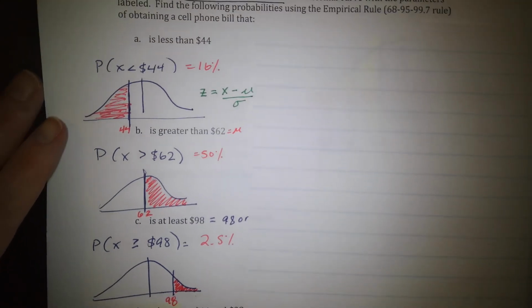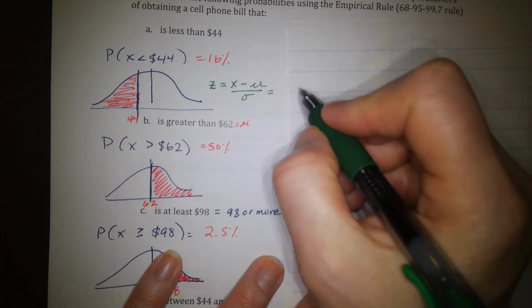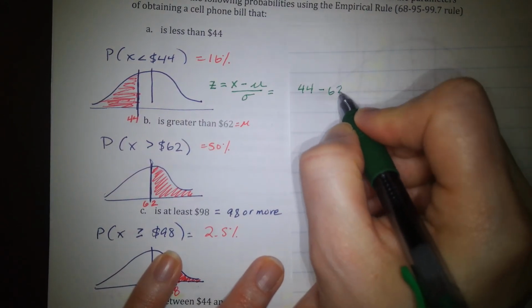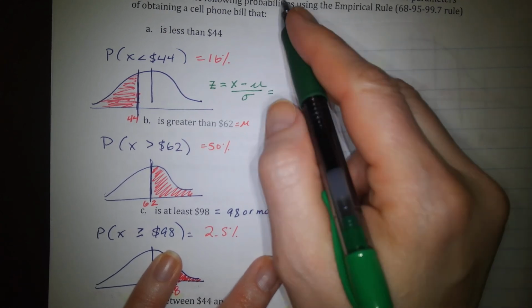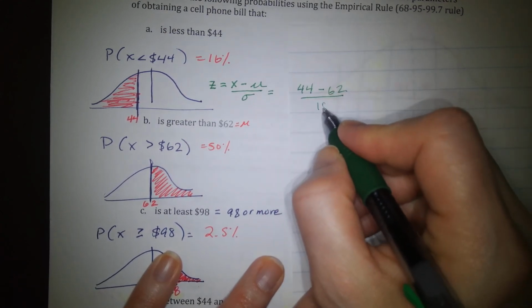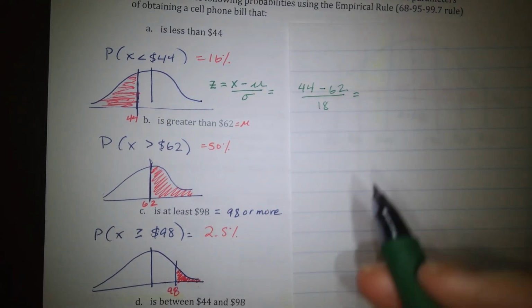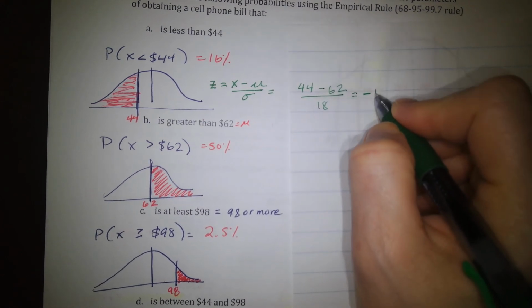Here we go. I have more room now. So x is 44, the mean is 62, and the standard deviation is 18. So that gives me a z-score of -1.